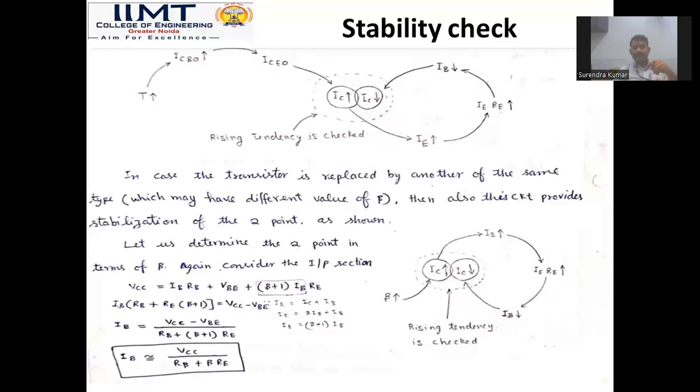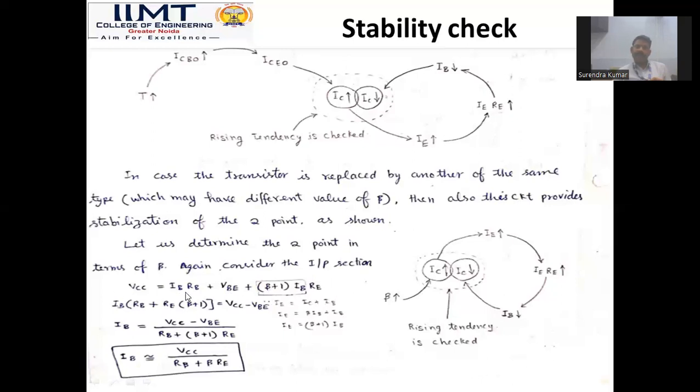In case a transistor is replaced by another transistor of the same type, what kind of changes do we see? Let's understand this effect with the help of this diagram. Here, VCC is given in terms of beta.